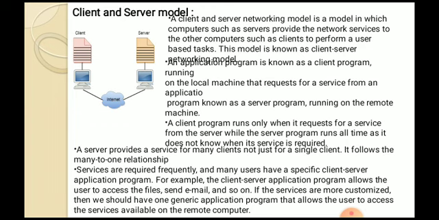A client program runs only when it requests a service from the server, while the server program runs all the time as it does not know when its service is required. That is, a client program runs only when it requests a service, whereas the server is going to run all the time. It doesn't know when a request will come to it, and it will respond according to the request. A server provides a service for many clients, not just for a single client. It follows the many to one relationship.